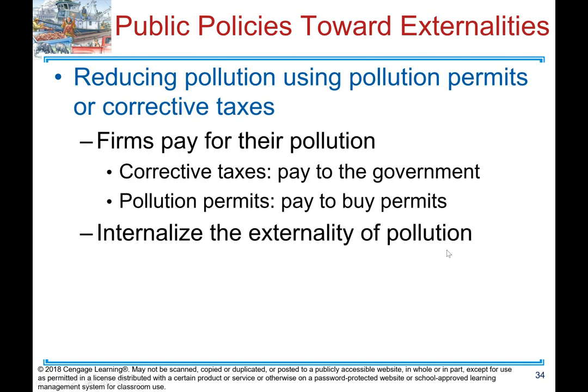Reducing pollution using pollution permits or corrective taxes. Farms pay for their pollution. With corrective taxes, they pay the government. With pollution permits, they pay to buy permits. Either way, they internalize the externality of pollution.